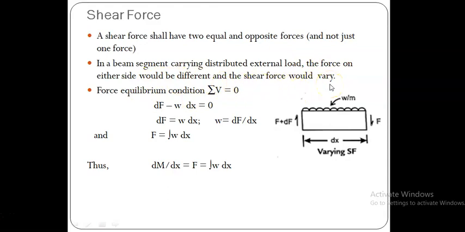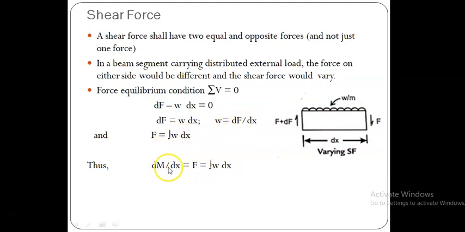So in this case, if we have a uniformly distributed force, the shear is not constant. Here F plus dF is acting, here F, because the force is uniformly varying, so at this point it has only F, whereas here F plus dF. So there is a difference in shear. dF is equal to W into dx, therefore W is equal to dF by dx, and therefore F is equal to the integration of W into dx.